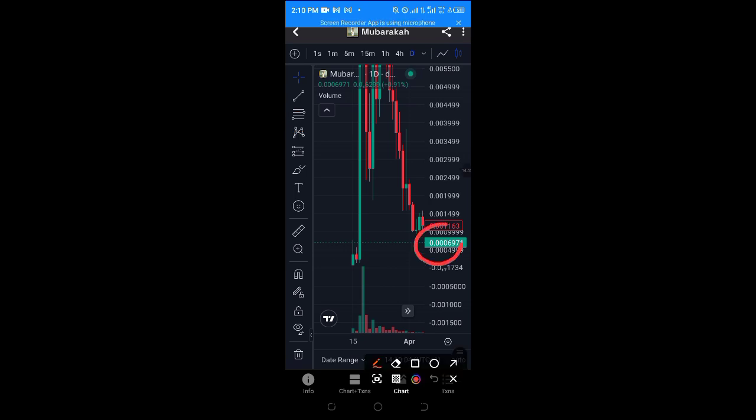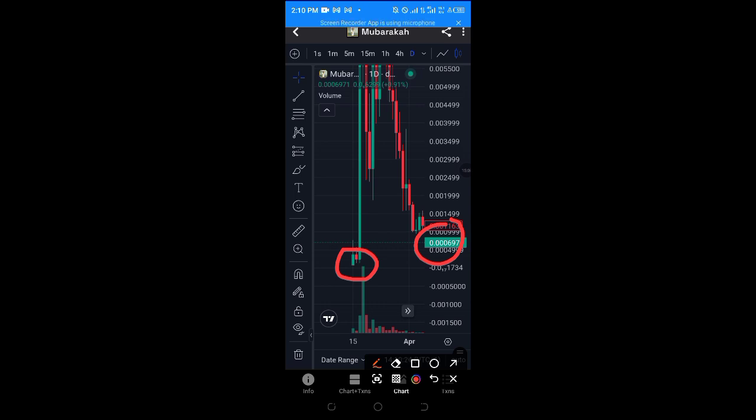This is the current price, right? And this was the price it was launched. So it means the current price is above the price it was launched, and that's a little bit healthy because the distance between the launch price and the current price is not so much.